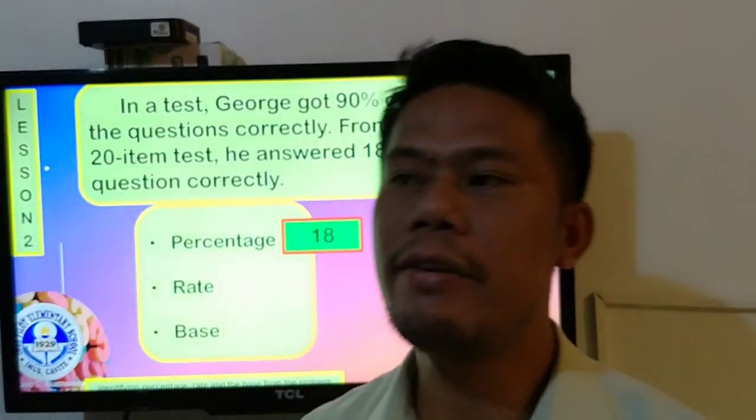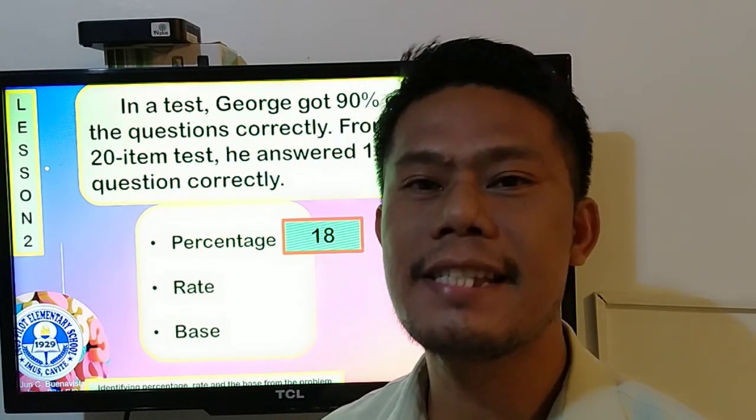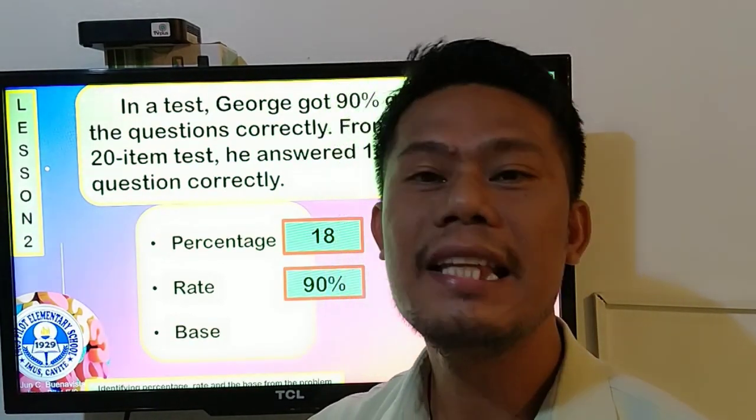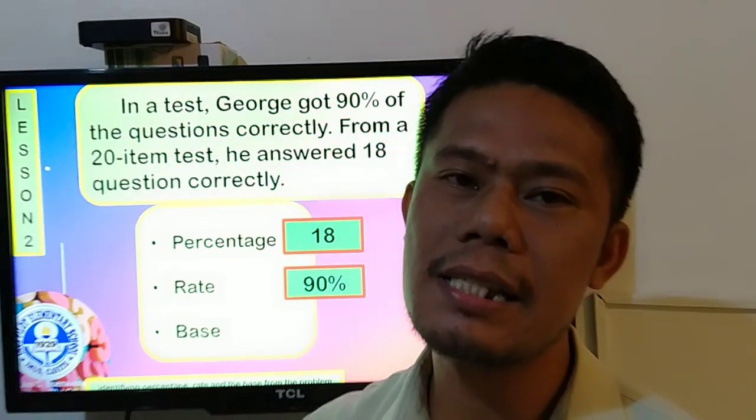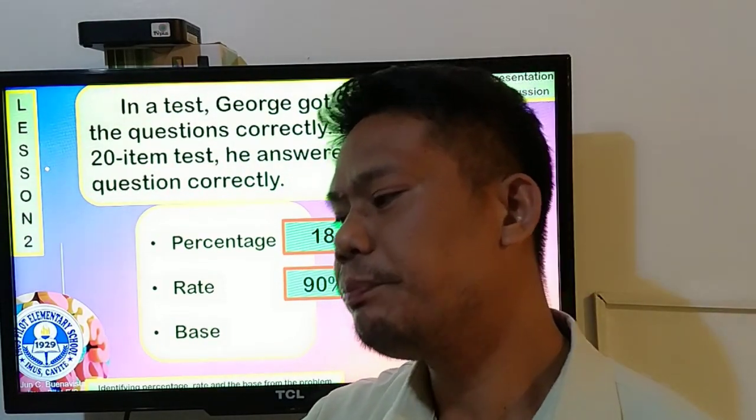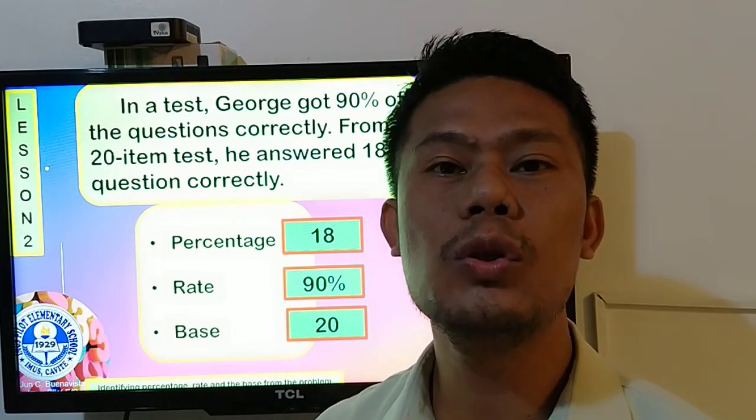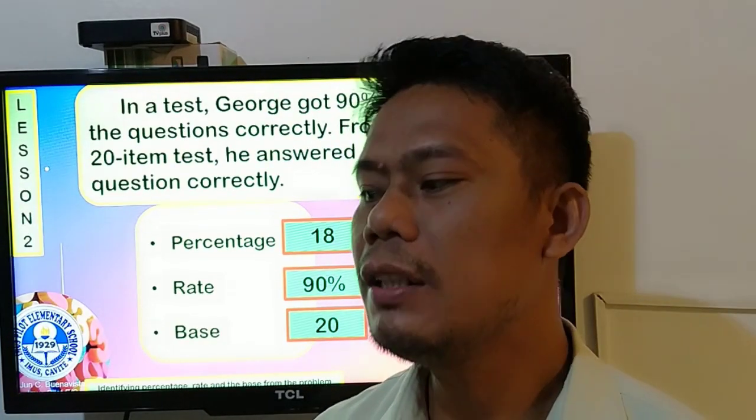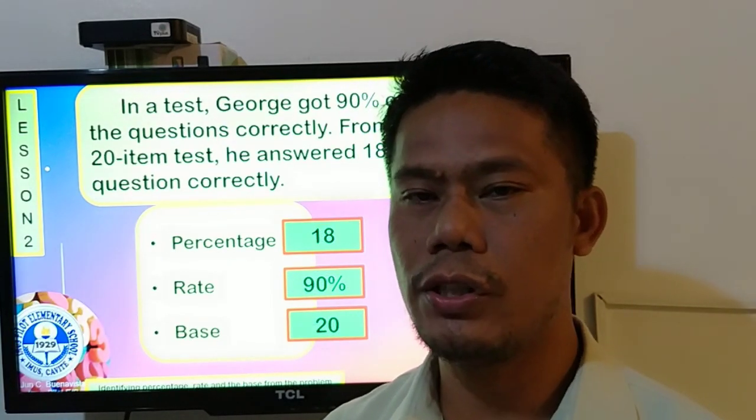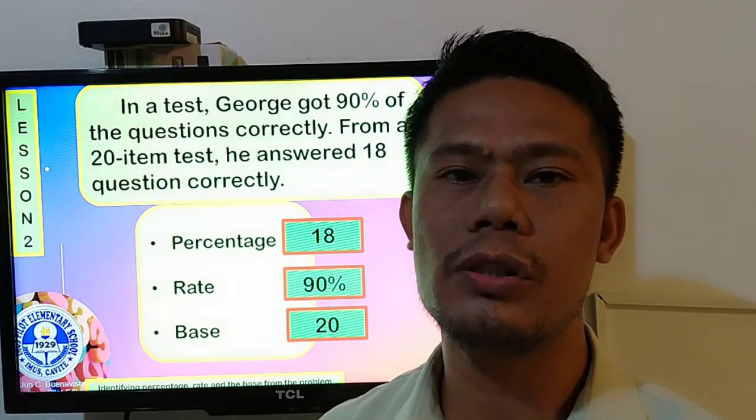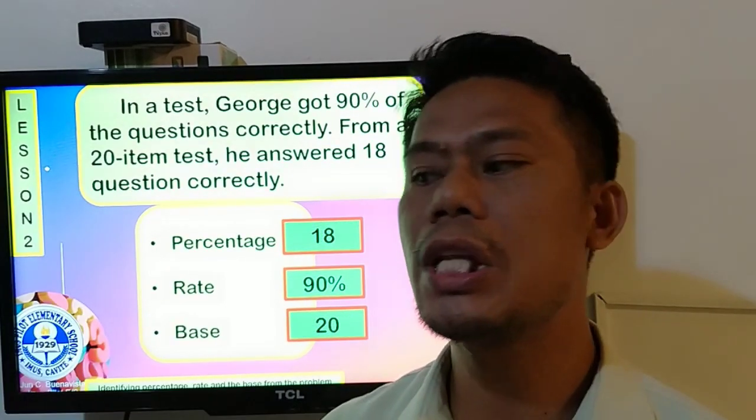And then, it's very easy to identify the rate because it has a percent sign. So the rate in our problem is 90%. Again, rate is very easy. Why? Because it has a percent sign. Then, we have the base, 20. The base is the whole part. So, in our problem, the base is 20 because it's followed by the preposition of: of the questions. So, we are going to look at the word of.